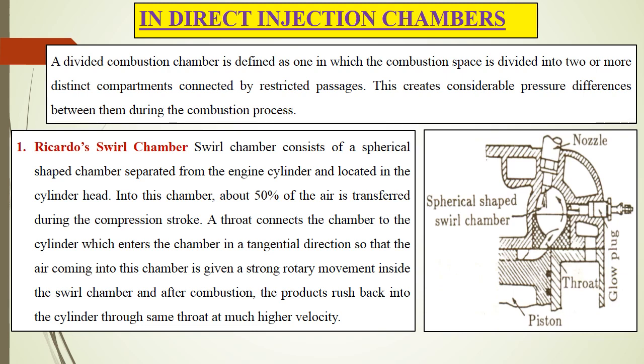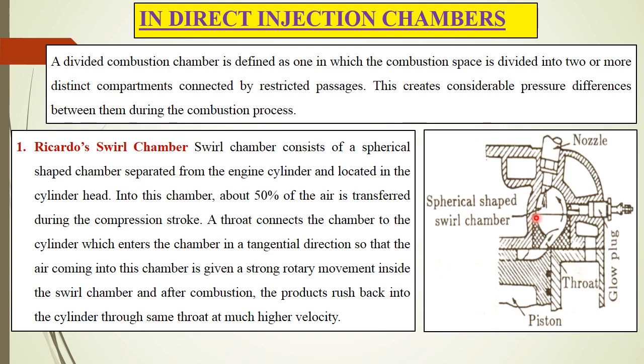In an open combustion chamber, the entire combustion chamber is located in the engine cylinder itself. But in an indirect or divided combustion chamber, the combustion space is divided into two or more compartments. This creates a considerable pressure difference between these divided combustion chambers during the combustion process. Accordingly, there are three types we have to discuss. First, we will discuss the Ricardo swirl chamber.